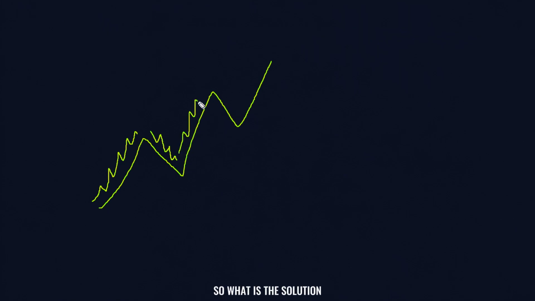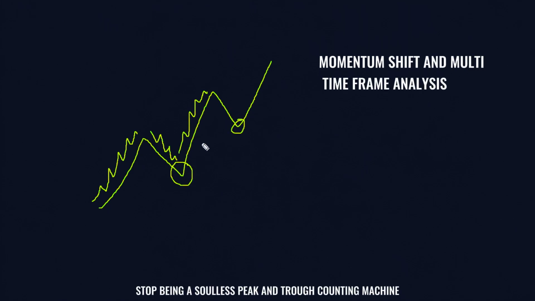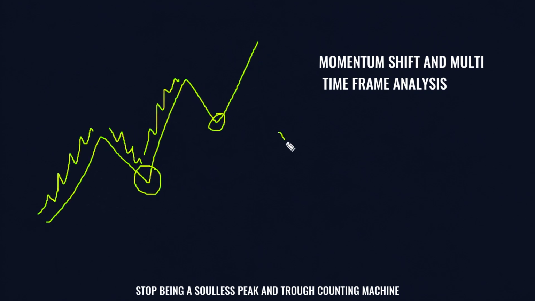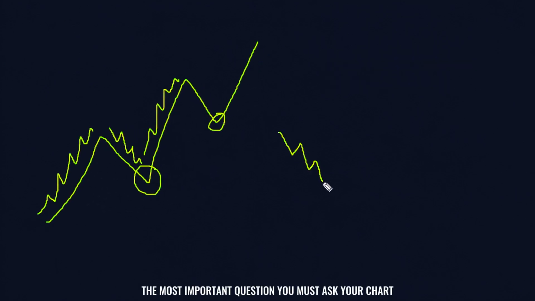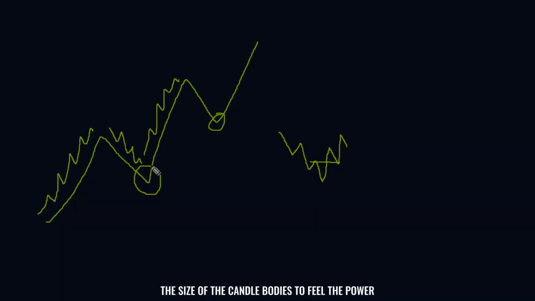So, what is the solution? How do you catch tops and bottoms like a true sniper? The secret lies in two words: momentum shift and multi-time frame analysis. Stop being a soulless peak and trough counting machine. The most important question you must ask your chart at any given moment is not where are the highs and lows, but rather, right now, who is in control of the game, the bulls or the bears? Look at the steepness of the candles, the size of the candle bodies to feel the power.